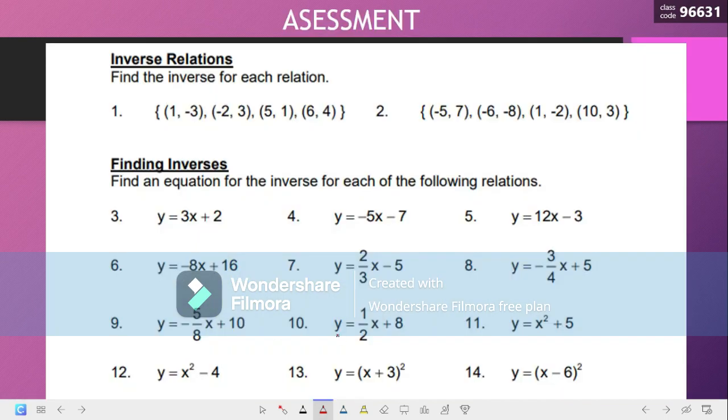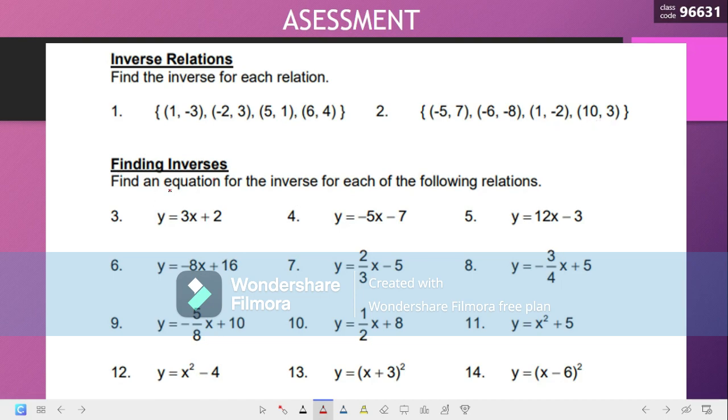Okay. Now, let us proceed to the assessment. Inverse relations. So, you are going to answer this on your activity notebook. Find the inverse for each relation. Number 1, you are given the set of ordered pairs: (1, -3), (-2, 3), (5, 1), (6, 4). And for number 2, you have the set of ordered pairs: (-5, 7), (-6, -8), (1, -2), (10, 3).